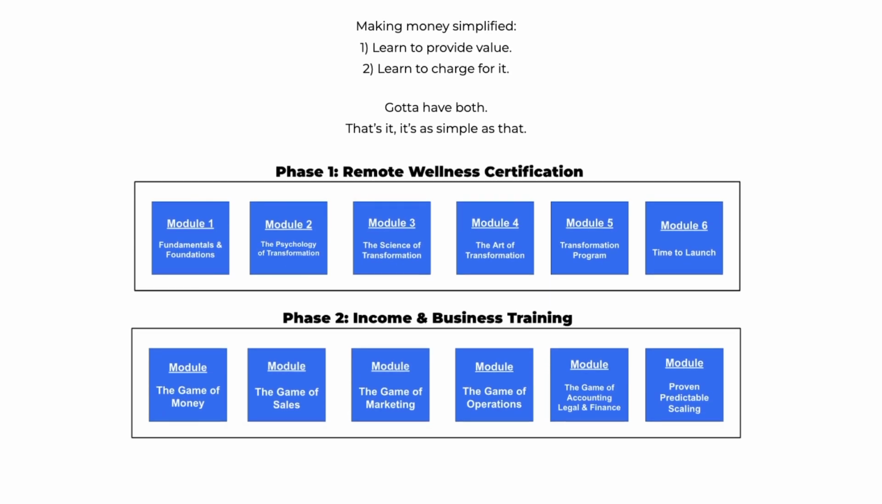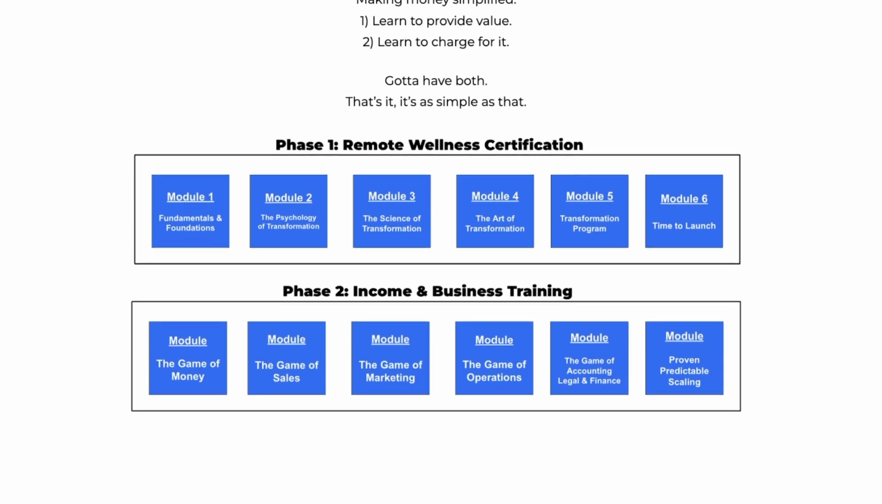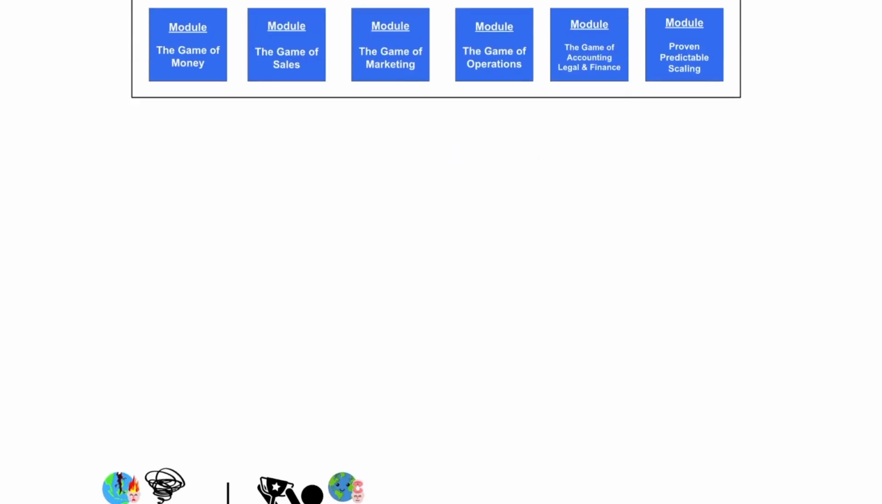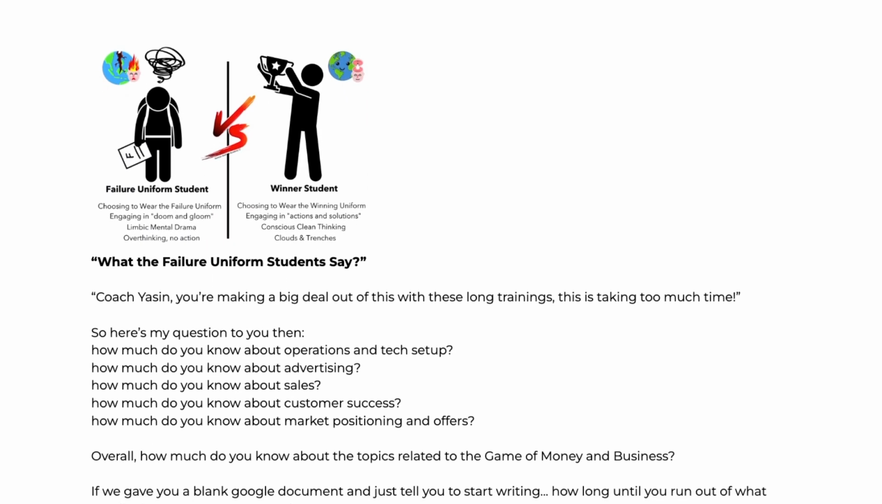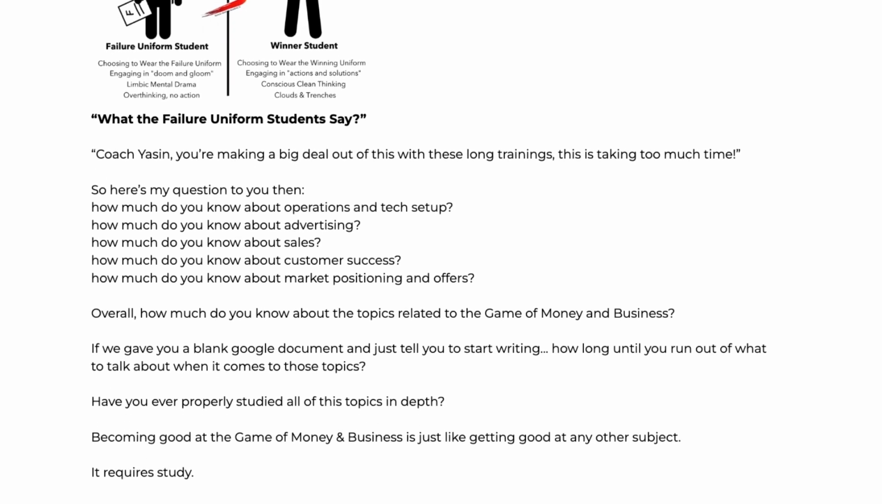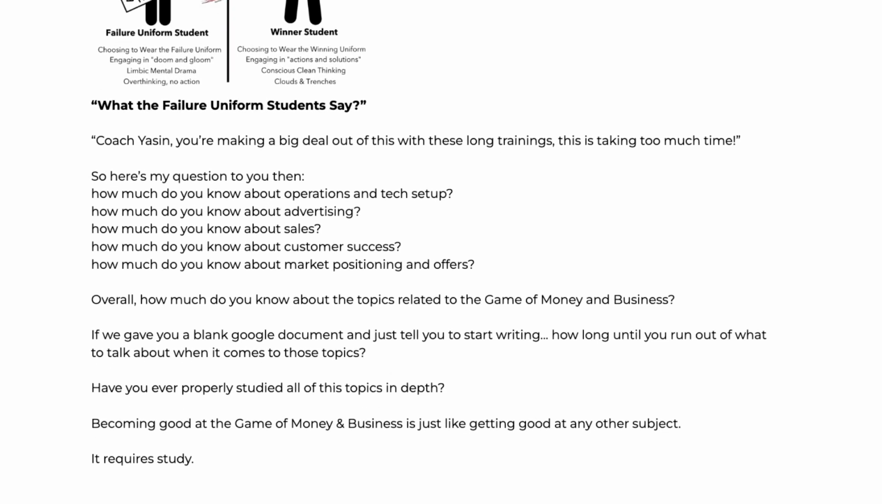Now, some of the things that are going to come up as questions that some students are going to have, quite frankly, especially those students who wear the failure uniform and don't really understand how this entire curriculum is structured, will say, hey, Coach Yasin, you're making a big deal out of this, all of these long trainings, this is just taking so much time. Why is it taking so much time, right? I just want to get to making $100,000 a year. I just want to make $300,000 a year. Like, why is it taking that much time?